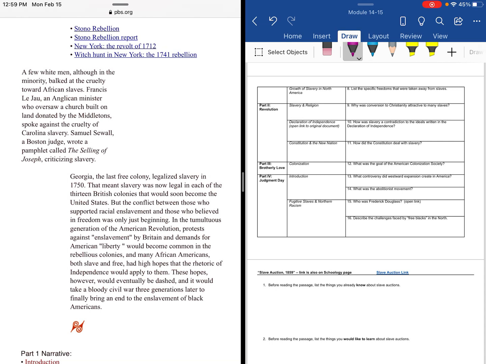But the conflict between those who supported racial enslavement and those who believed in freedom was only just beginning. In the tumultuous generation of the American Revolution, protests against enslavement by Britain and demands for American liberty would become common in the rebellious colonies, and many African Americans, both slave and free, had high hopes that the rhetoric of independence would apply to them. These hopes, however, would eventually be dashed, and it would take a bloody civil war 3 generations later to finally bring an end to the enslavement of Black Americans.